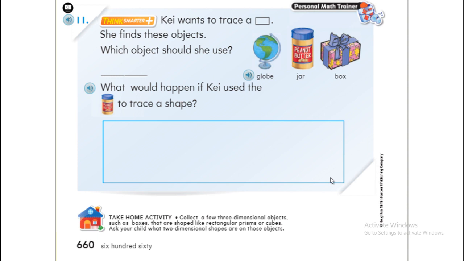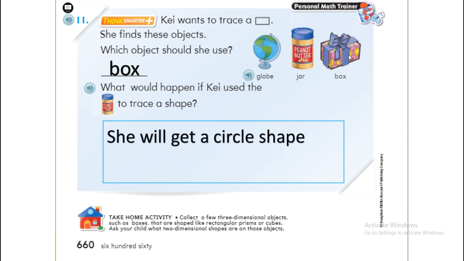Now, in question number 11, Key wants to trace a rectangle. She finds these objects. Which object should she use? The globe, which looks like a sphere, the jar, which looks like a cylinder, or this box that looks like a rectangular prism. She wants to trace a rectangle. She needs some shape that has a rectangle on it, like the box. Good job. What would happen if Key used the jar to trace the shape? She will get which shape? A circle. Good job. She will get a circle shape. You can draw a circle.